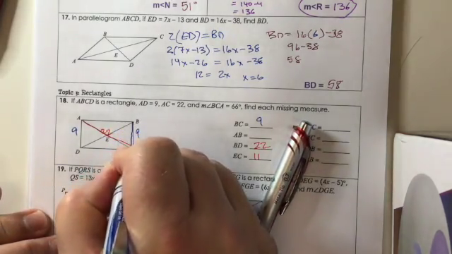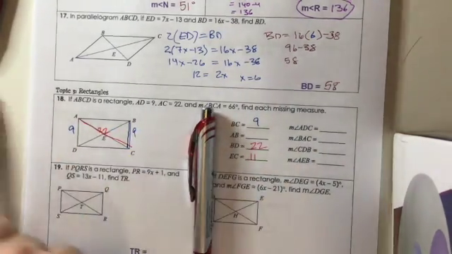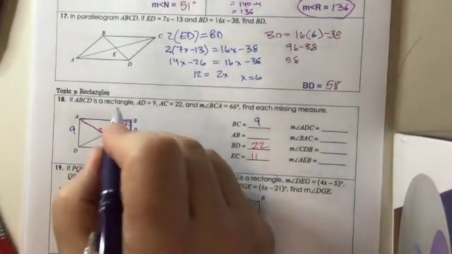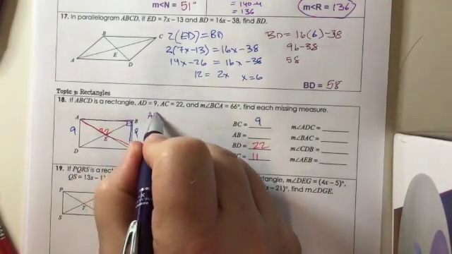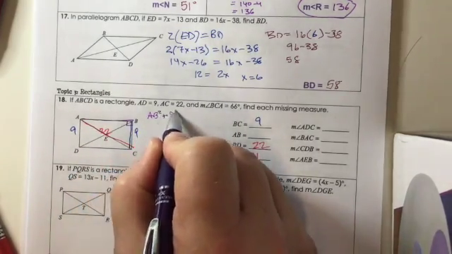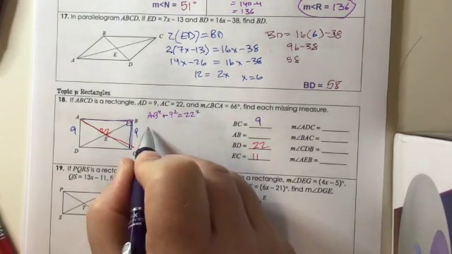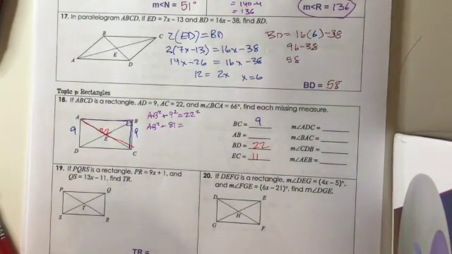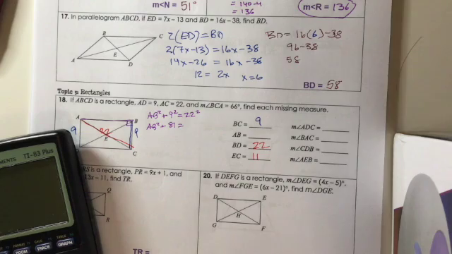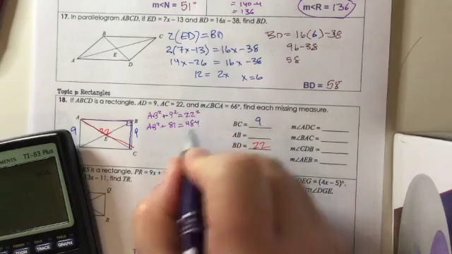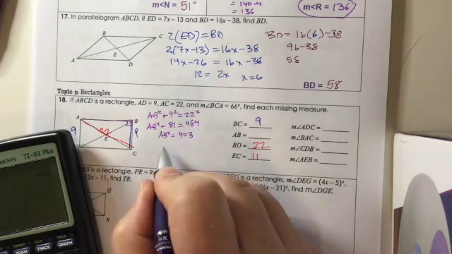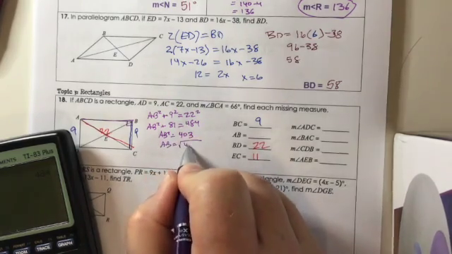And this is 9. Then we've got a right triangle because this is a rectangle. And so I can say that AB squared plus 9 squared equals 22 squared. So AB squared plus 81 is equal to 22 squared, which is 484. So AB squared is equal to 403. So AB is equal to the square root of 403.